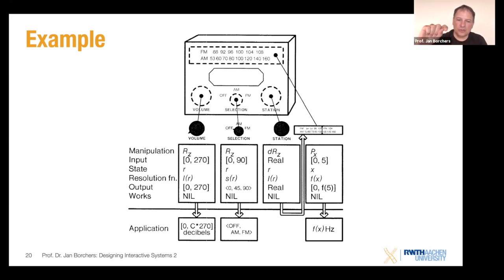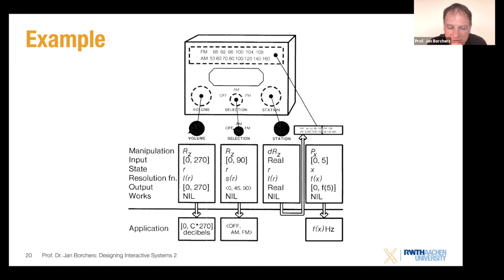So I'm not turning this button only from 0 to 270 degrees. If I would put a little dot on the station marker, it wouldn't only go from one range to the other, like move within a particular range. It would actually keep going round and round and round if I keep twiddling it. So I don't have a sense of where the station button is at any point in time. I only know when it gets moved to the right or to the left and by how much. That's why the manipulation is a relative manipulation.